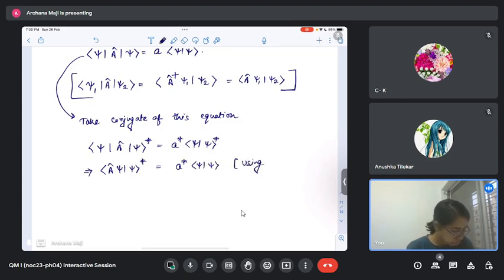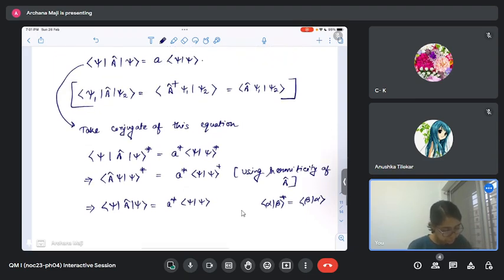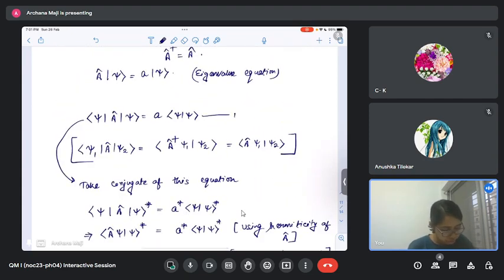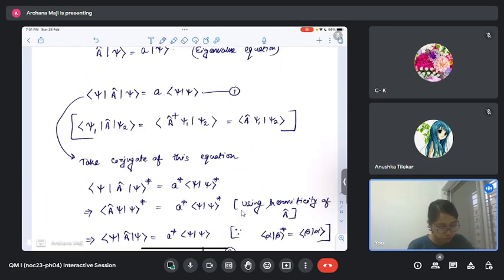Using hermiticity of A, and then this conjugate means, so alpha beta conjugate is nothing but beta alpha, so we get... right. So we had this equation 1 and now we have this equation 2 after we took Hermitian conjugate of equation 1.